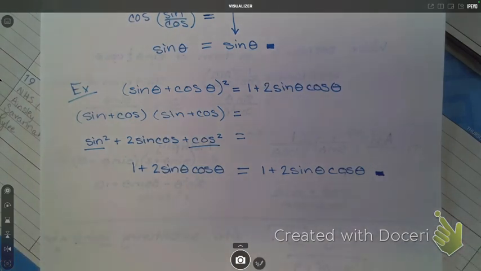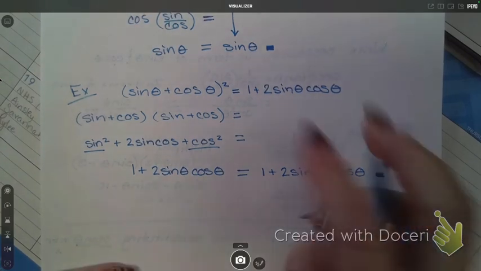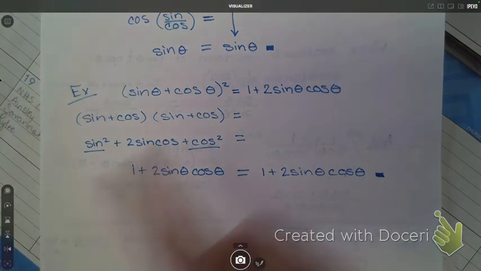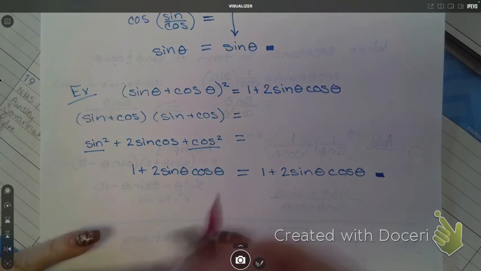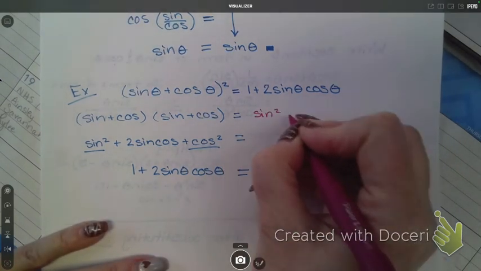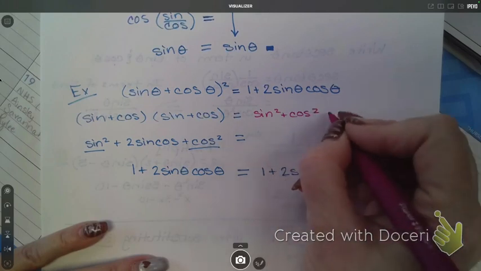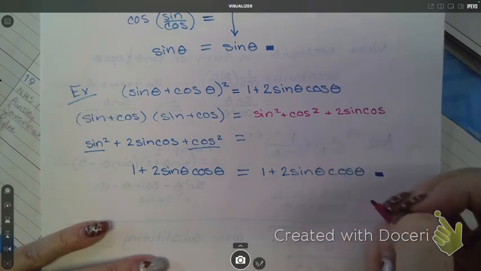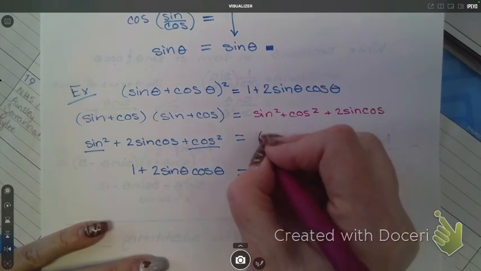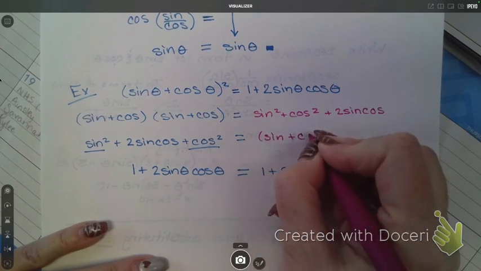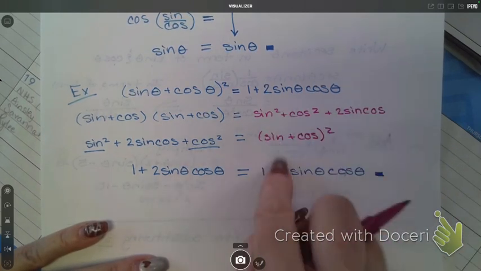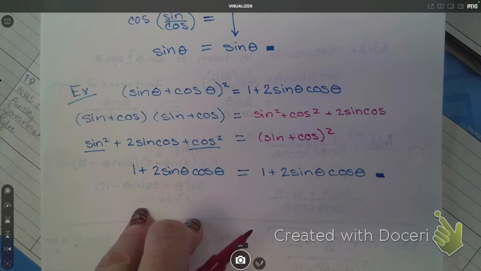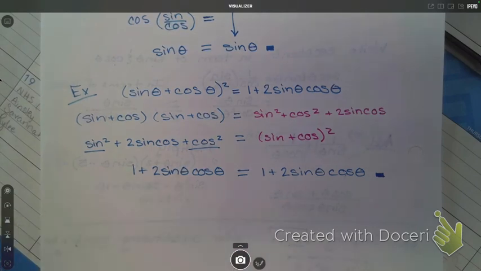Okay. Now, knowing this, could we have gone and made this side look like this? Because we know 1 is sine squared plus cosine squared, right? Okay, so I have sine squared plus cosine squared plus 2 sine cosine. Well, then factoring, I would just factor it to sine plus cosine squared, wouldn't I? Which is the same as here. But which one was easier just to kind of naturally do? This left-hand side.